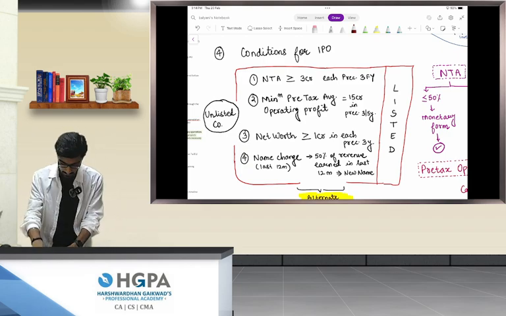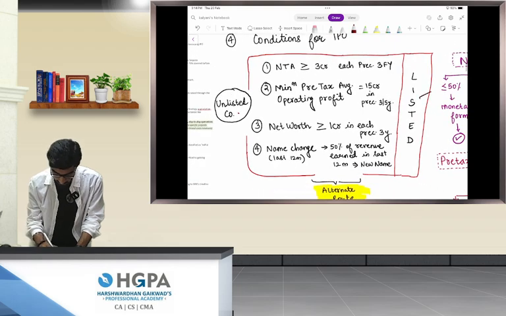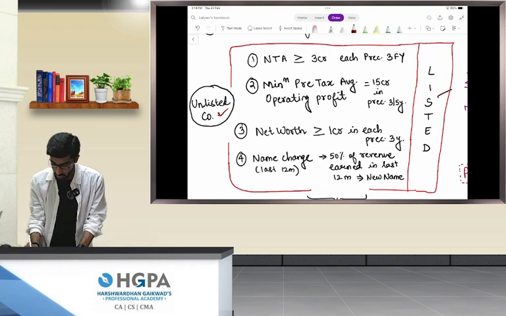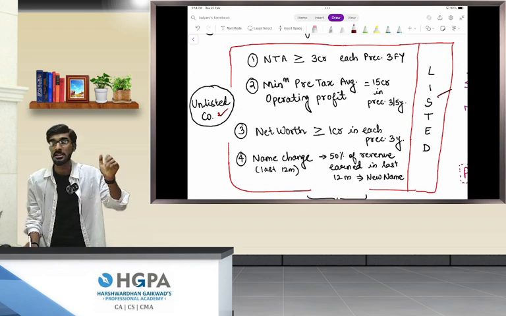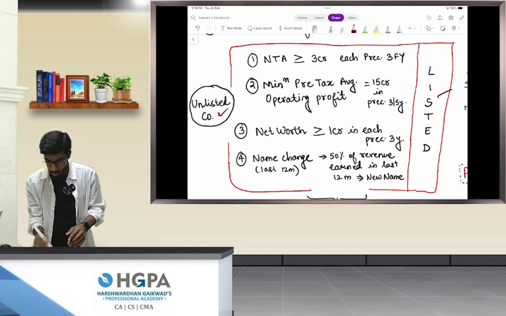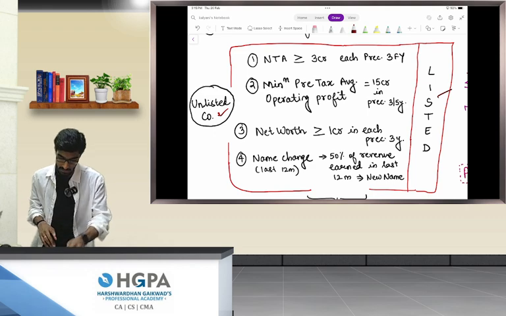People, for an unlisted company which wants to get itself listed, what are the four conditions it has to comply with? For an unlisted company which wants to get listed, what are the four conditions that it has to comply with? Let's understand that.